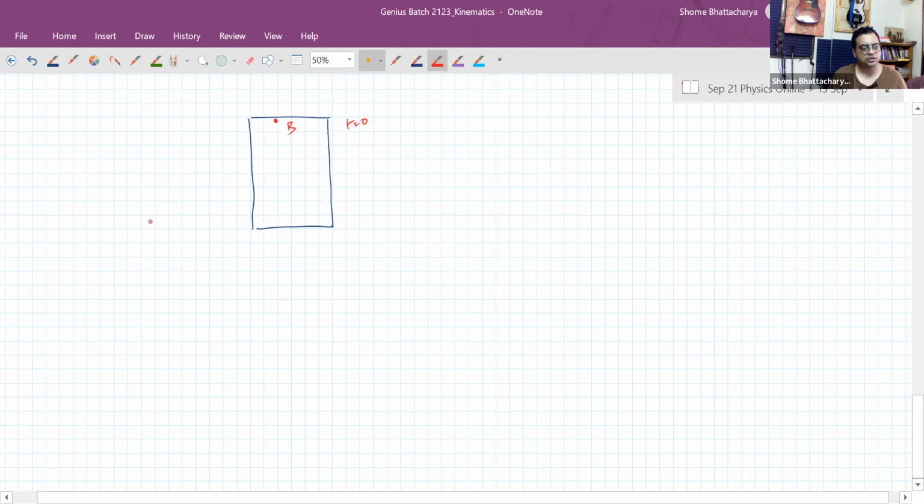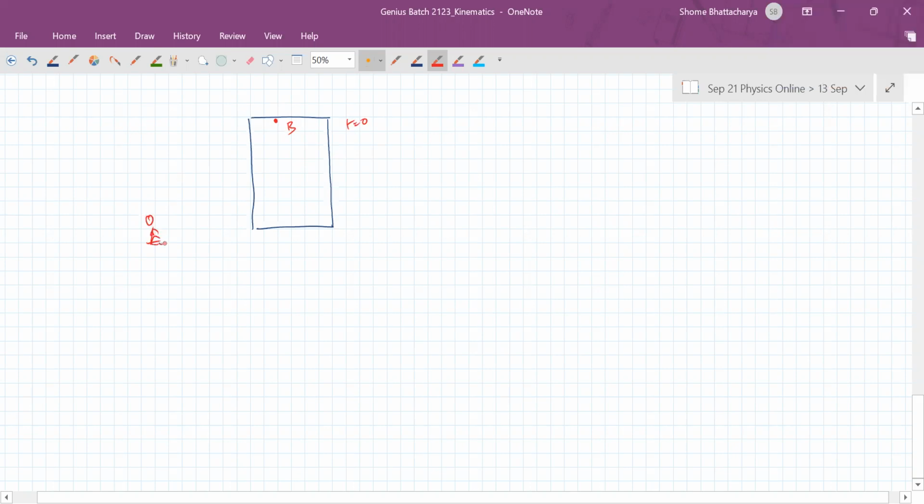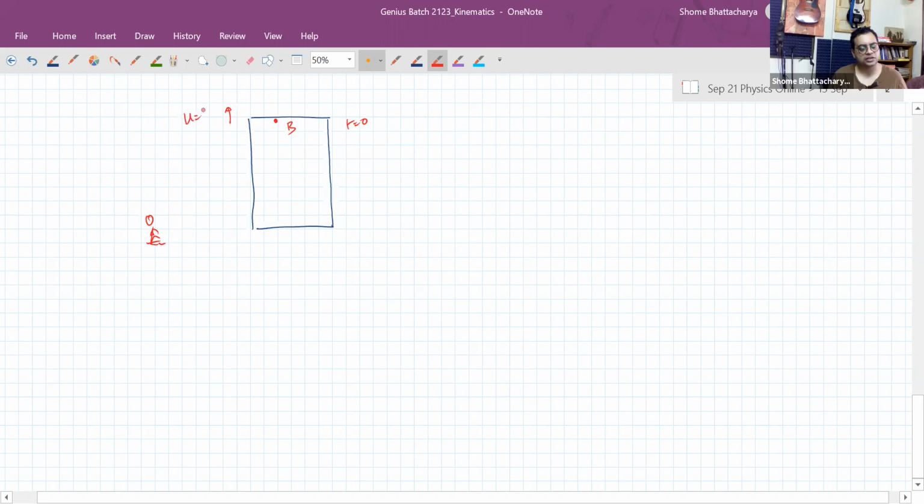Okay. So in the ground frame, when we are seeing it, it has an initial velocity of, we are saying, 4 meters per second, and it has an acceleration of g downwards. Okay. So it goes up and eventually hits the floor.